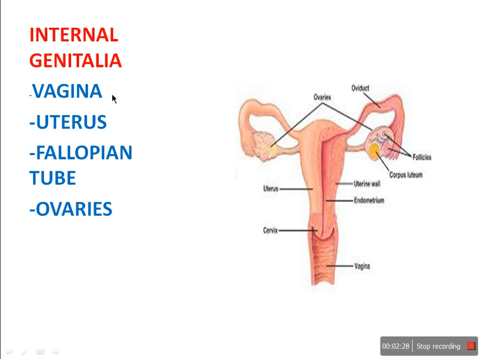Let's see internal genitalia. Internal genitalia includes, first one, the vagina. After vagina you can see the uterus. After uterus you can see the fallopian tube. After that you can see the ovaries.